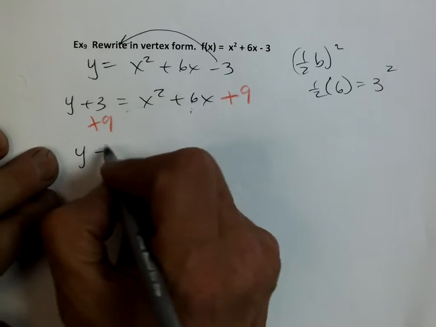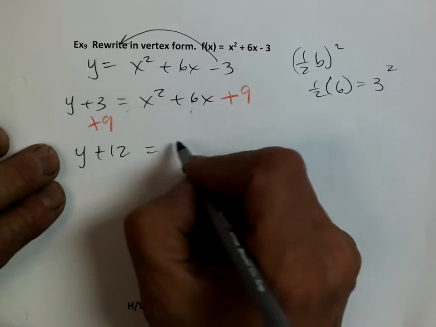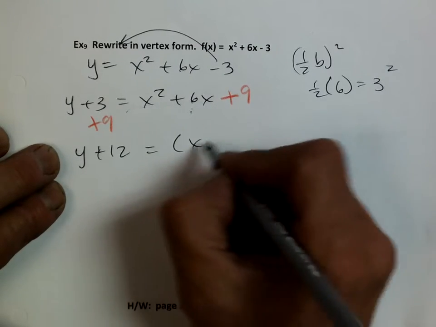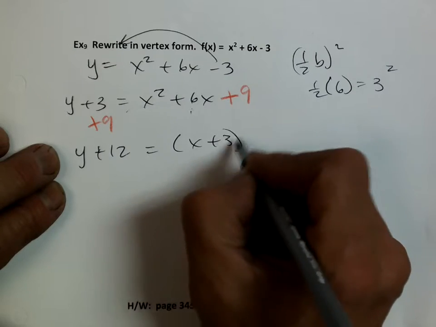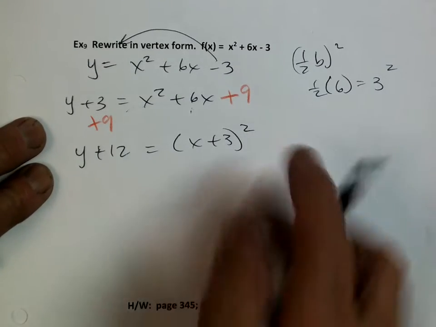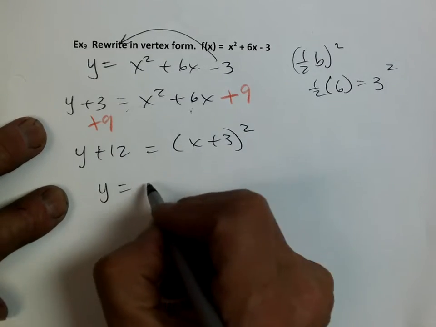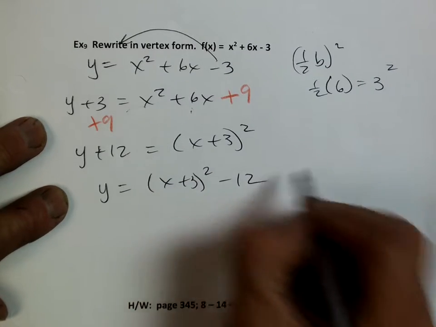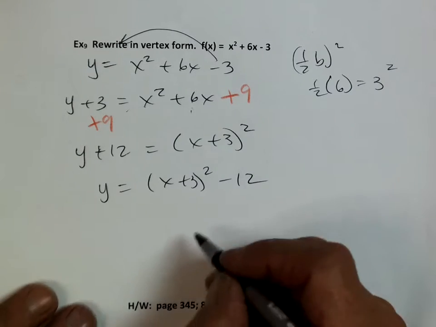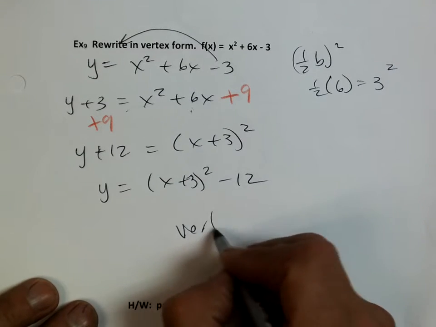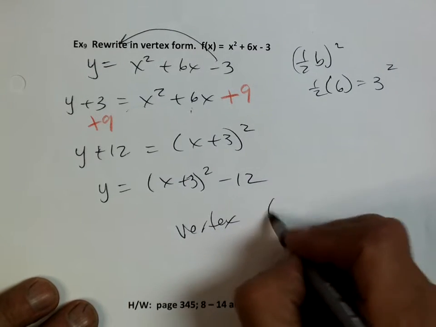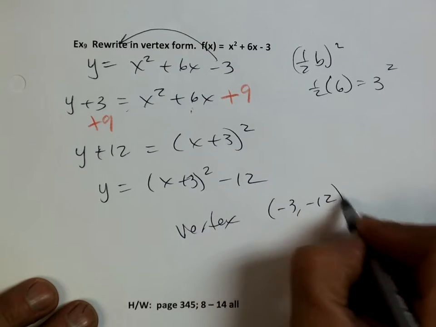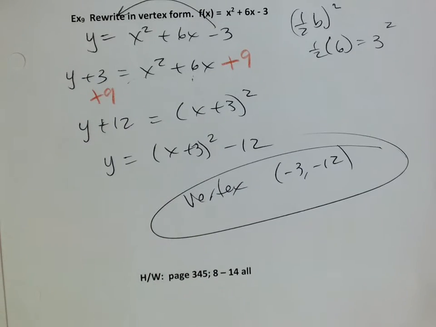I got y plus 12 equals, this will factor into x plus 3 squared. If I bring the 12 back over, I'll have y equals x plus 3 squared minus 12. So it's in vertex form. I know the vertex is at (-3, -12). That's one of the reasons we like to complete the square.